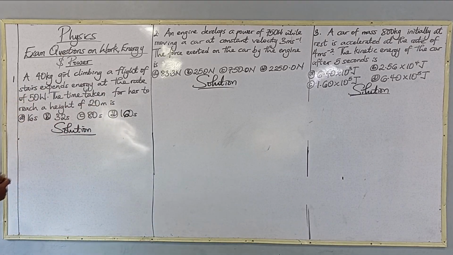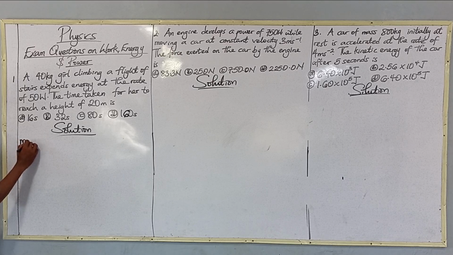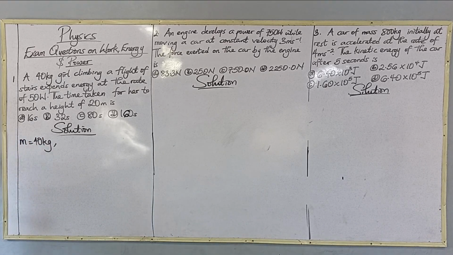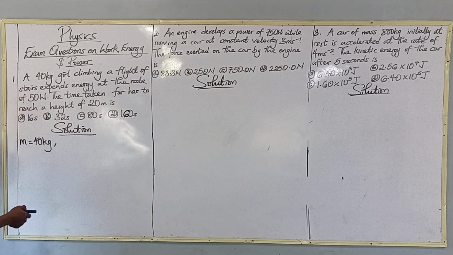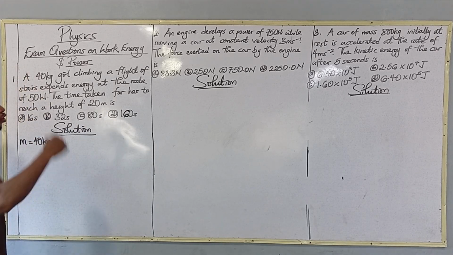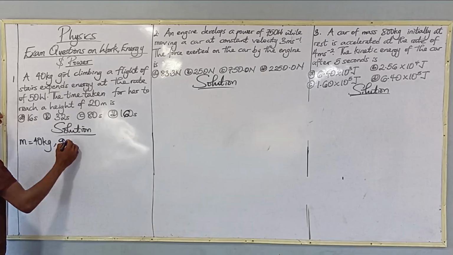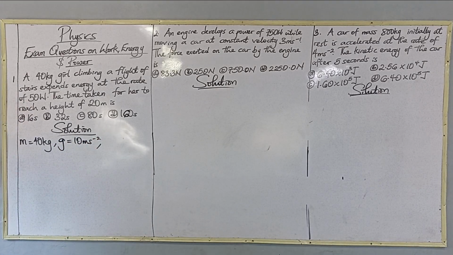We'll start with number one. The question says a 40 kilograms girl, so that is the mass of the girl, 40 kg. Mind you, if it's not in kilograms, we have to convert to kilograms. If it's in grams, you divide by 1000 to convert to kilograms. Climbing a flight of stairs expends energy. So this girl is going up. Whenever somebody is going up or coming down, it always involves g, acceleration due to gravity, which is 10 meters per second square. She expends energy at the rate of 50 watts.